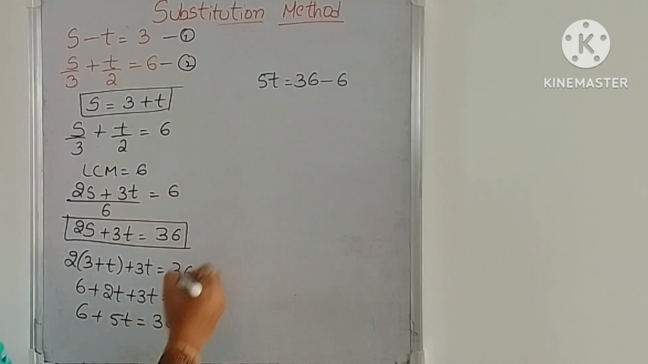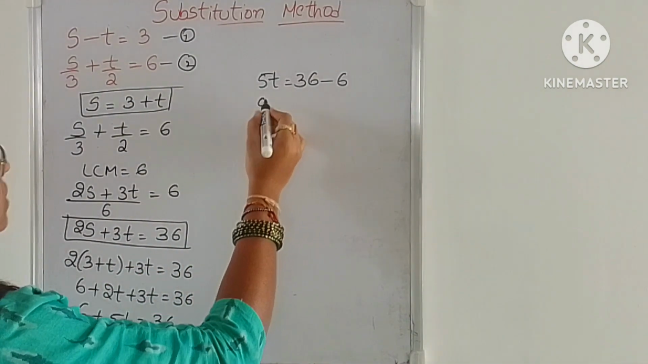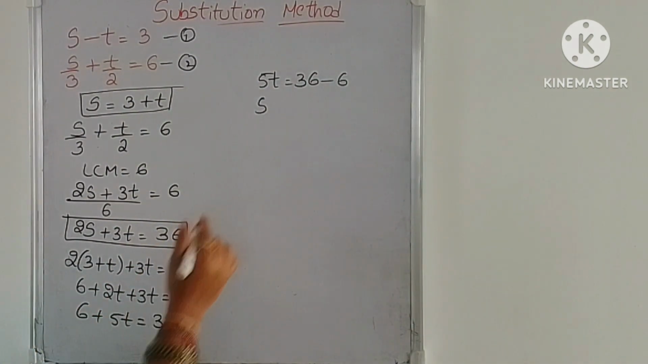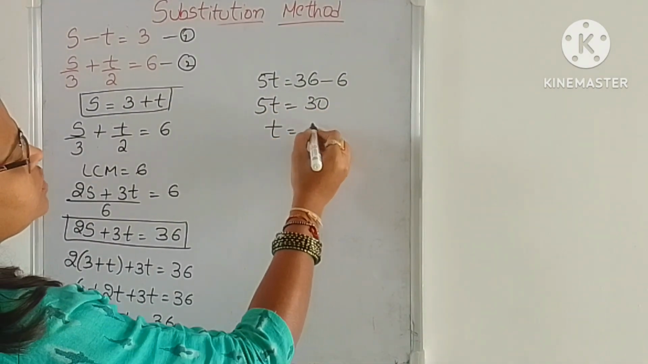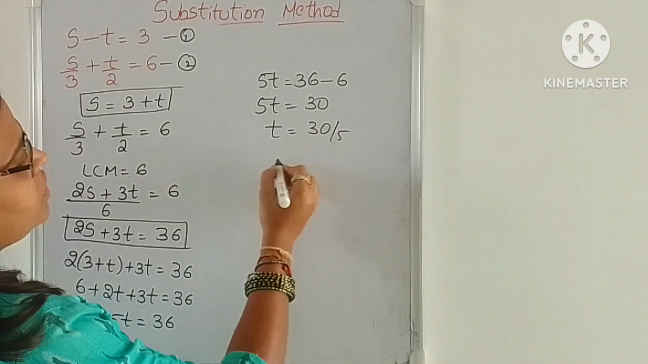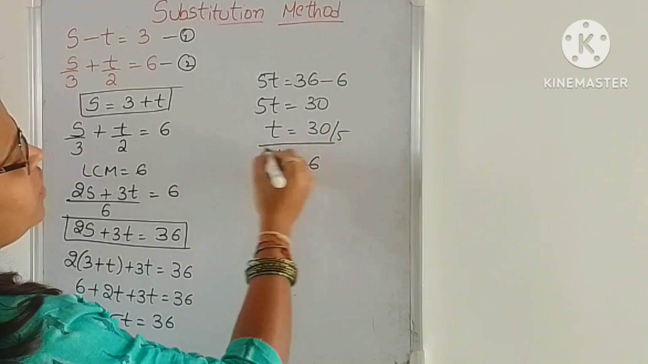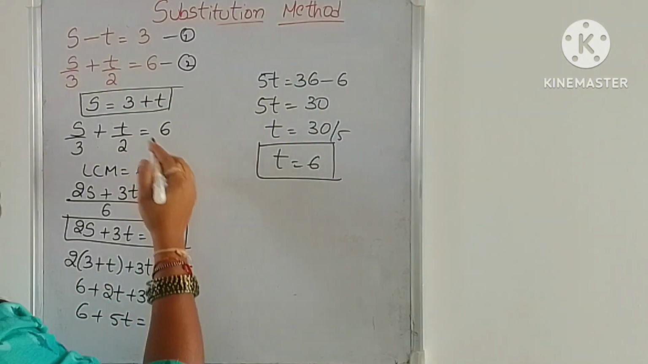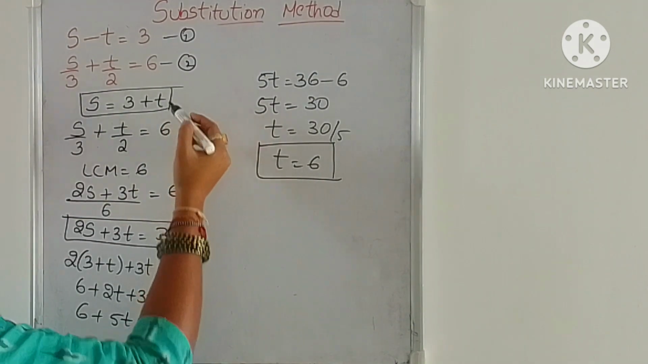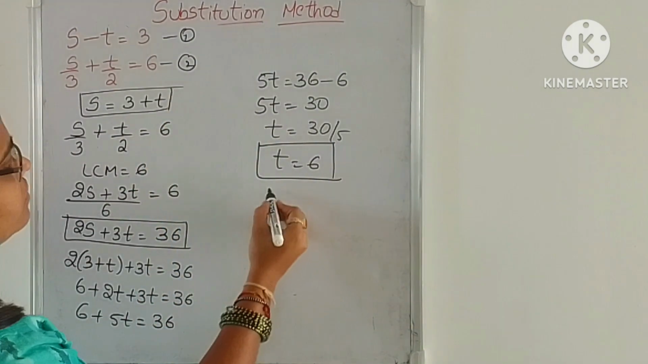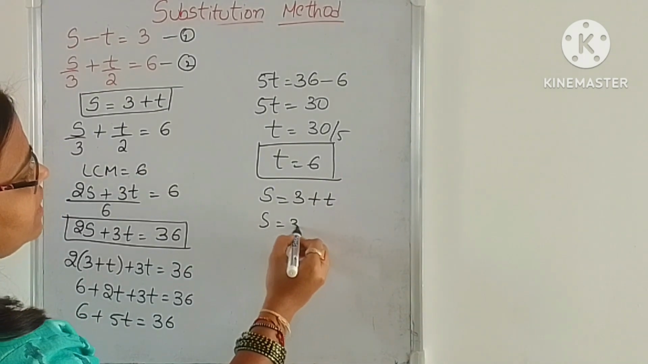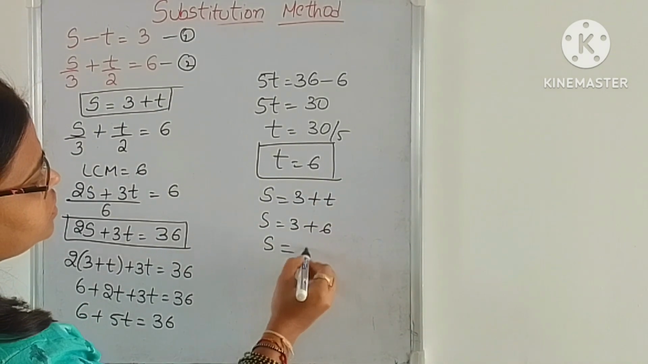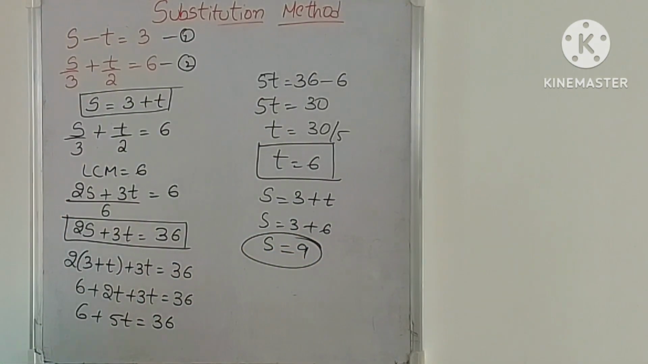The 6 I will take to the RHS side, so it will become minus. So 5t is equal to 30. t is equal to 30 by 5. So t is equal to 6, we have got. Now we want the s value. How can we get it? We can substitute in the equation s is equal to 3 plus t. So s is equal to 3 plus 6. s is equal to 9. So we have got s is equal to 9.